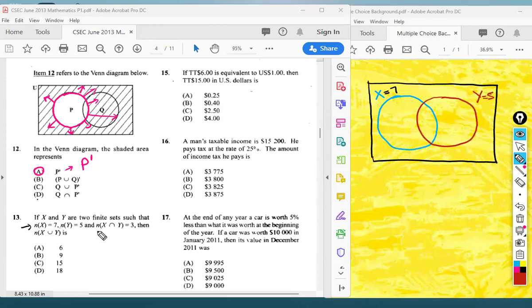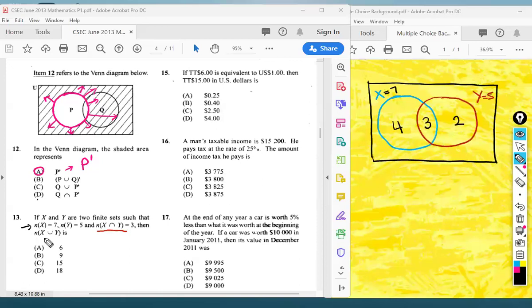Now, they said, well, this is X intersect Y. That's the easiest one. That's over here. Now, tell me something. If this whole blue circle is 7, and this piece is 3, won't this piece here be 4? 7 minus 3? And if this whole circle is 5, and this portion is 3, then the remaining part is 2. I just take 5 minus 3.